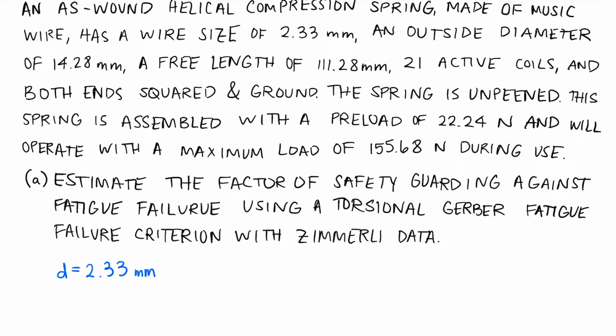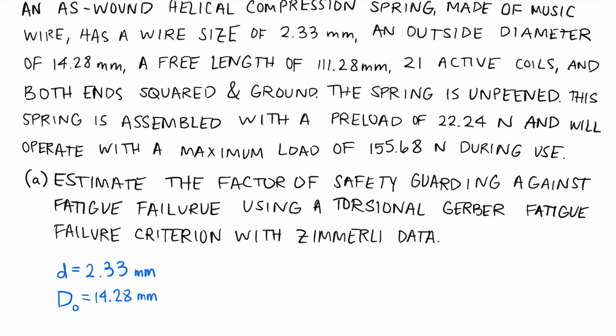Next, we have an outside diameter that's given of 14.28 millimeters. So that's capital D sub O, 14.28 millimeters. Remember, that's not the mean coil diameter, which is capital D. It's the outer diameter. We're going to have to calculate that mean coil diameter.